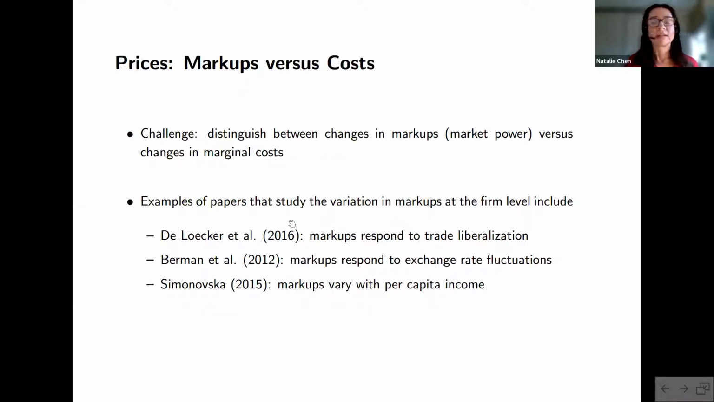So when the objective is to study trade prices, another challenge is also to distinguish between changes in markups and changes in marginal costs. This distinction is quite important because changes in markups capture the extent of price discrimination by firms, and therefore they give an indication of the pricing strategies of trading firms.